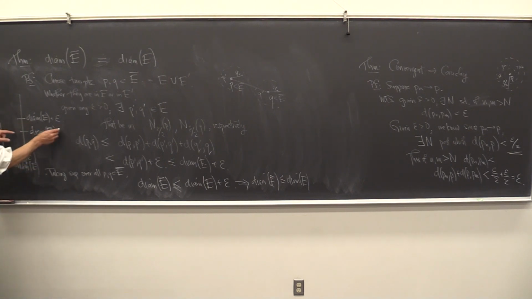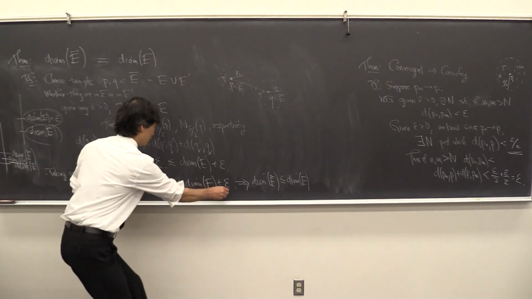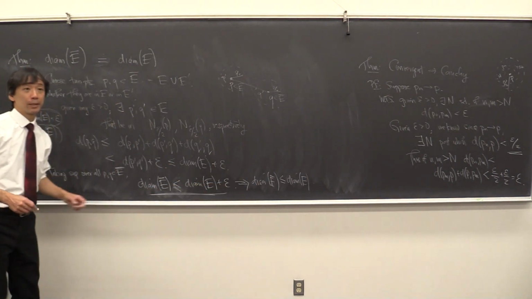We know that this guy is smaller than this guy for every epsilon. Well, suppose that this guy is actually strictly greater than the other guy. That would lead to a contradiction, because then you could take your epsilon to be smaller than the difference. That would be a bad epsilon, because then the diameter of E plus epsilon is actually less than the diameter of E bar, but that contradicts this. We know that this is true for every epsilon.